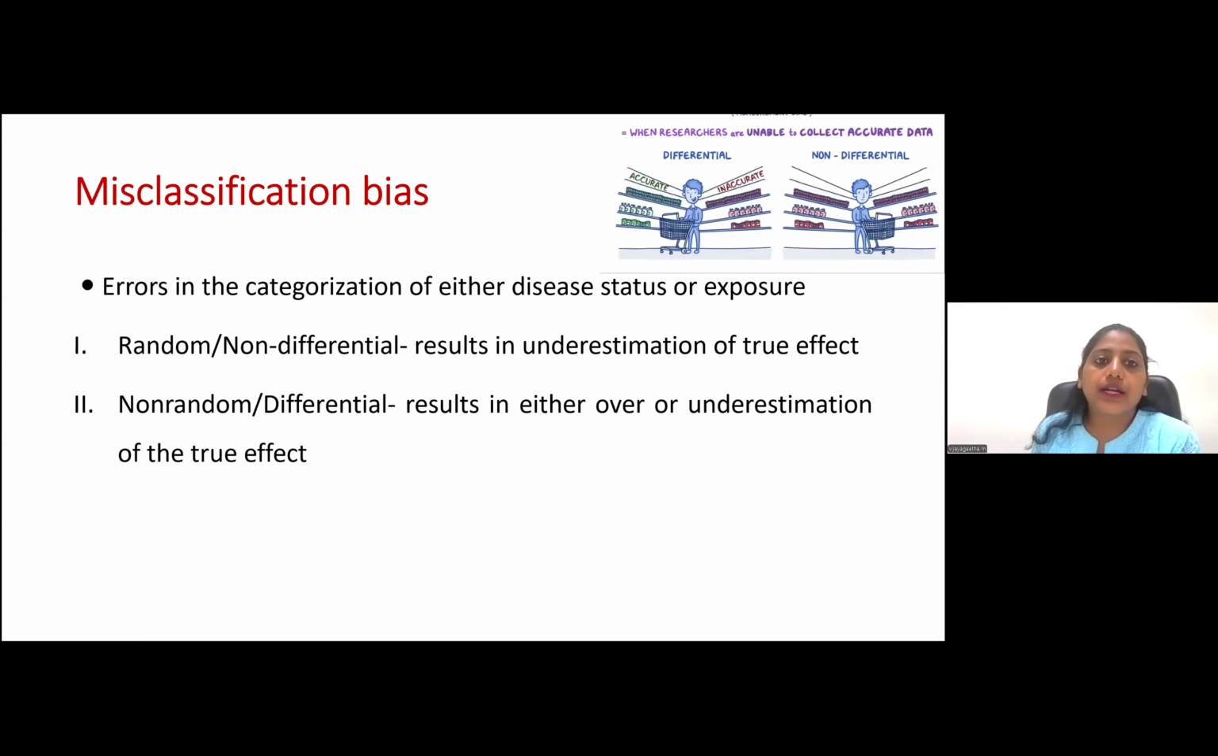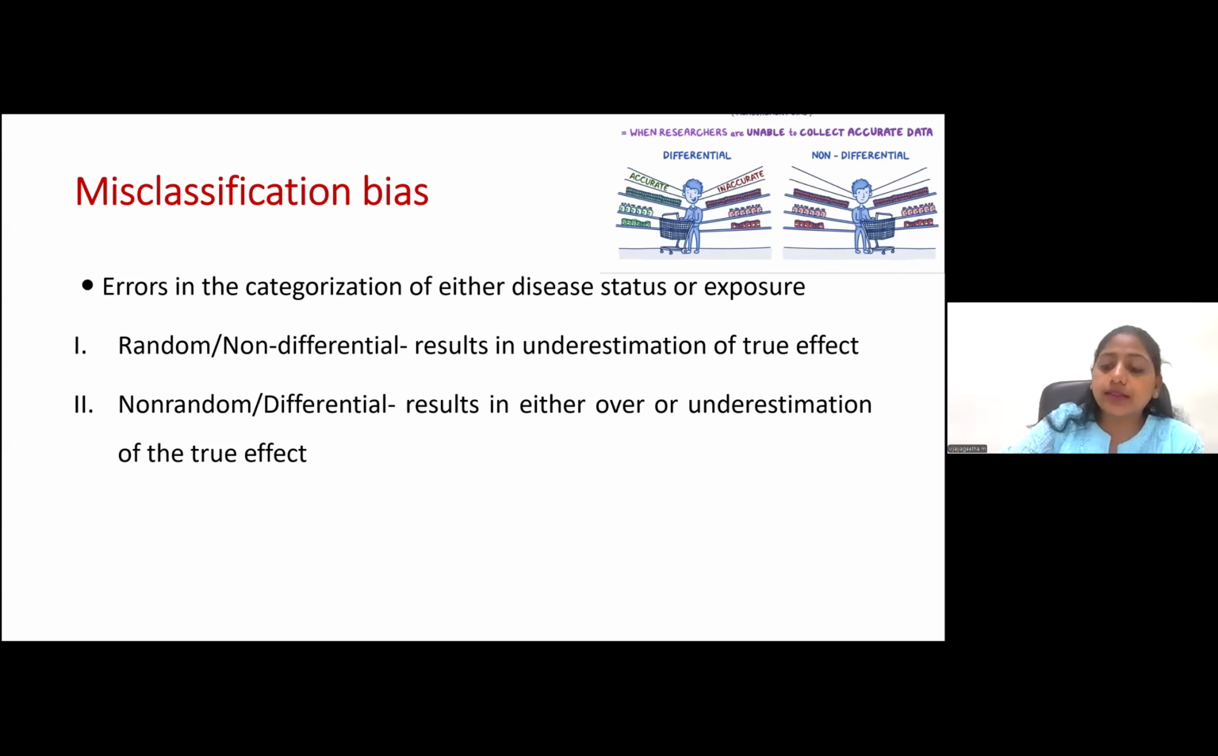Another way of looking at it is misclassification bias. Misclassification bias is whenever we categorize them, errors occur. These are errors in categorization of either disease status or exposure status. This categorization that we do could be either a random categorization or a non-random categorization. Random categorization is otherwise called non-differential misclassification bias. And when it is not at random, it is called differential bias.